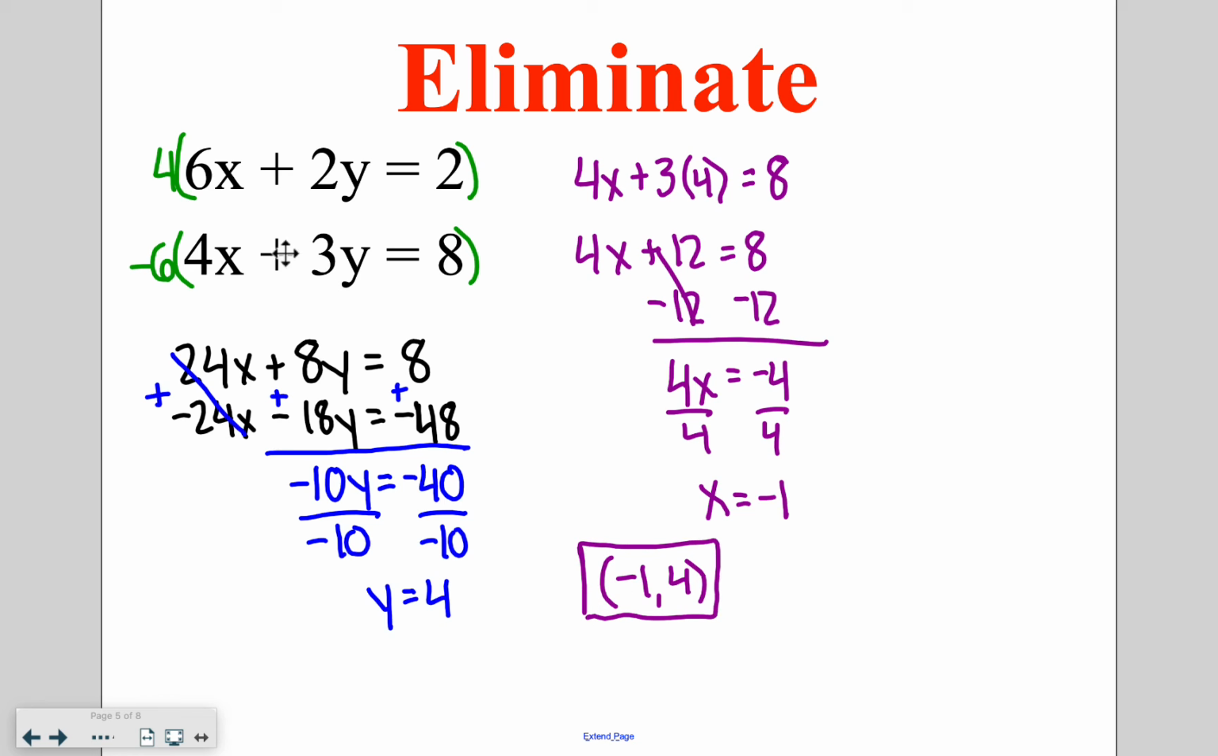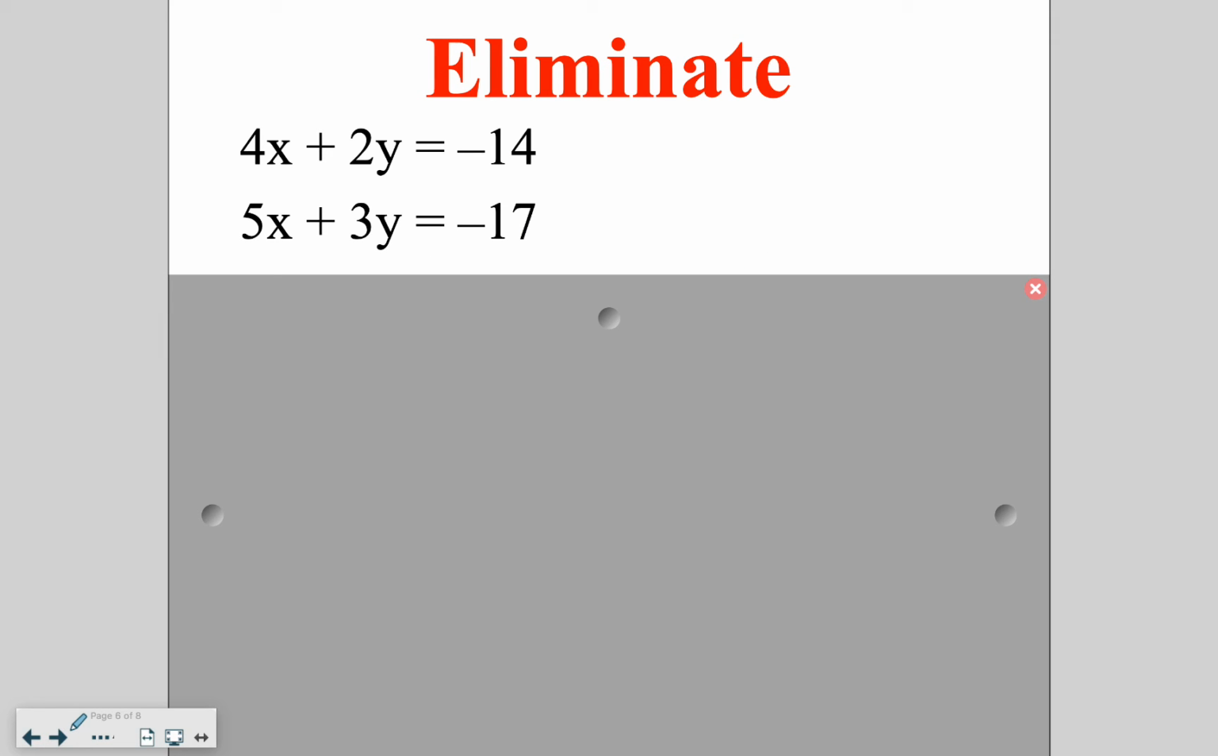So in this case, again, I picked the x coefficients because 4 didn't multiply to 6 and 2 didn't multiply to 3. You also could have picked the y's when you were flip-flopping to multiply. Go ahead and try this one on your own.